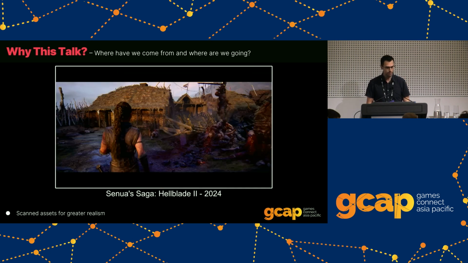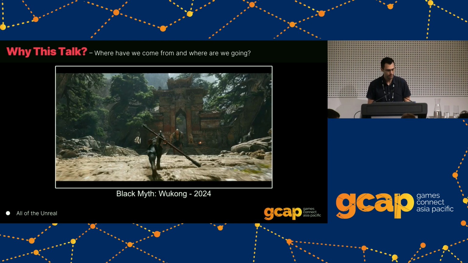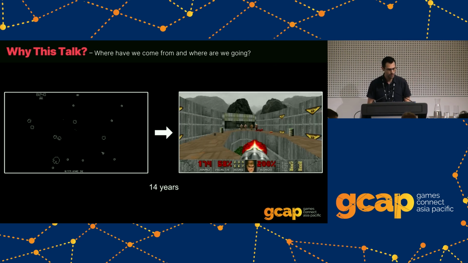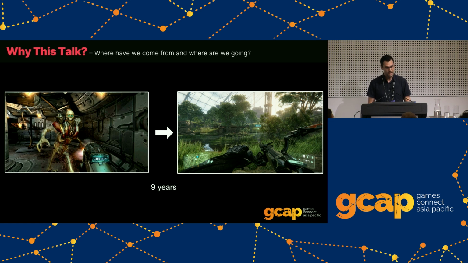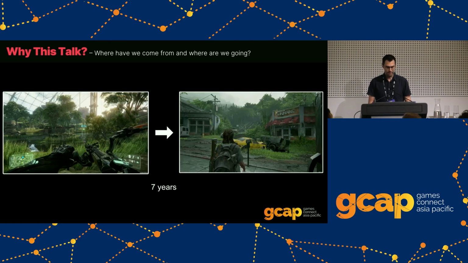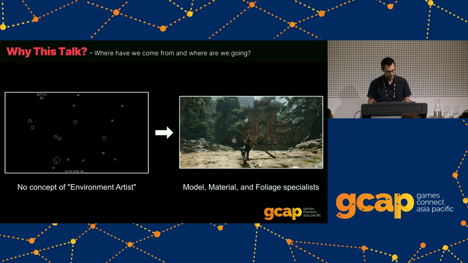And then 2024, scanned assets for greater realism. And Black Myth Wukong kind of used everything, and I think they used their own NVIDIA branch of Unreal or something like that. So we went from Asteroids to Doom 2, and then Doom 2 to Doom 3 was 11 years, and then 9 years, and then 7 years, and then 4 years.